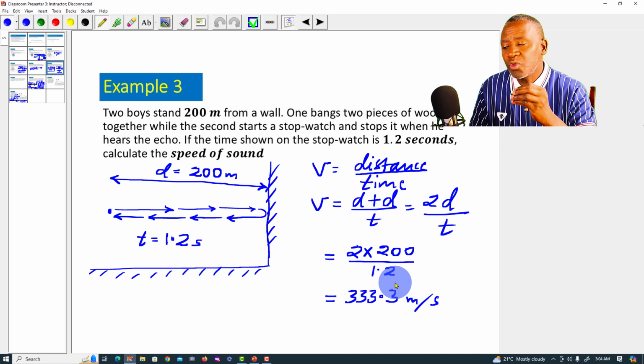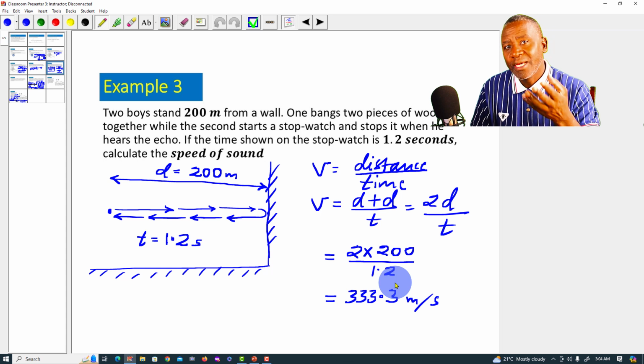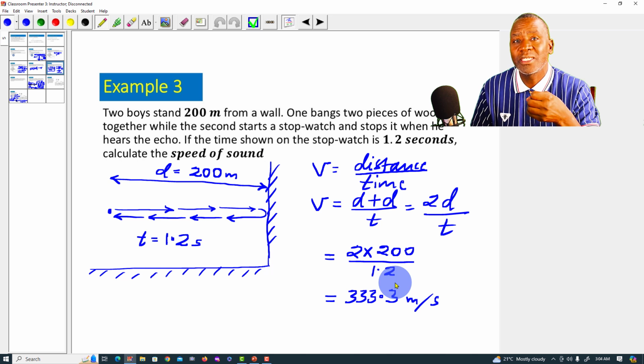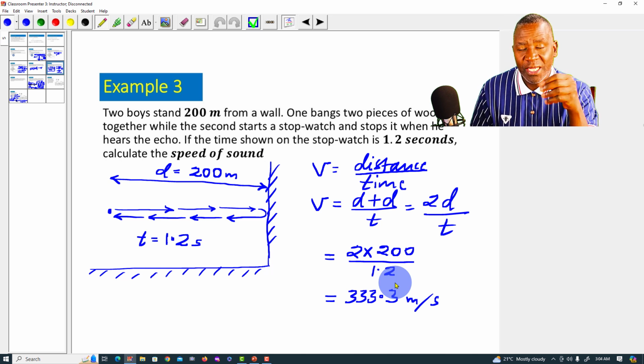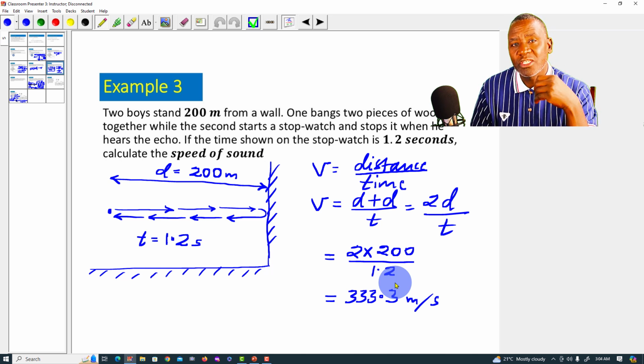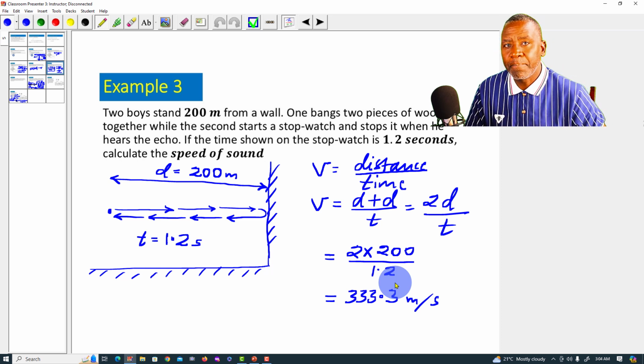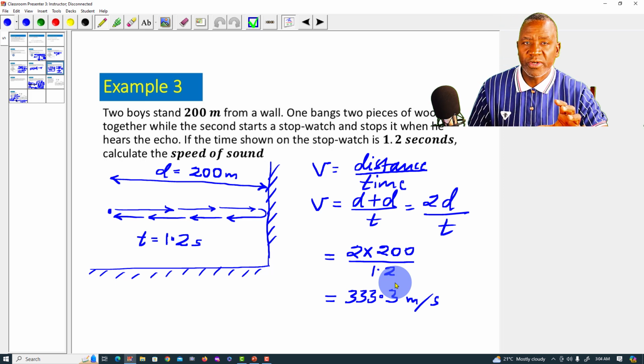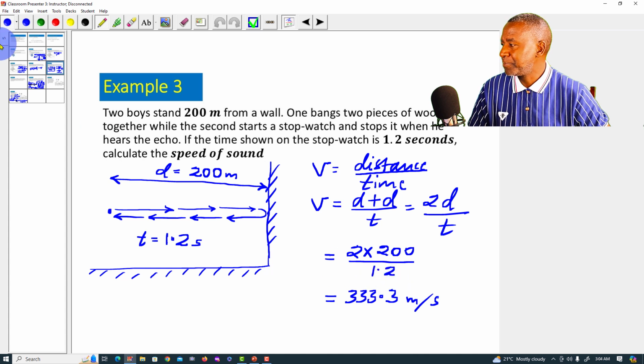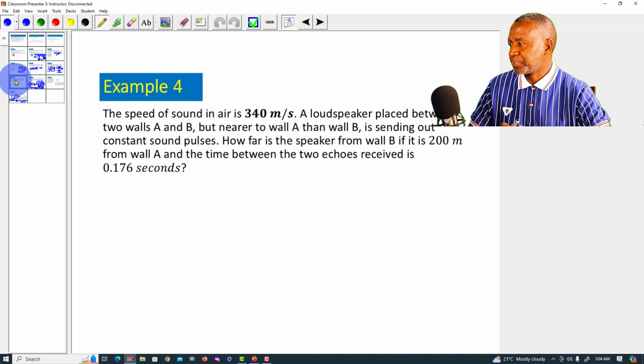You find that in some questions they give you 340 meters per second. Some questions they can give you 320 meters per second. In others they can give you 330 meters per second. It really depends on the other factors which affect the speed of sound in air, such as temperature and humidity. But it ranges around that value, 320 all the way to 340 meters per second. Let's go to the next question.